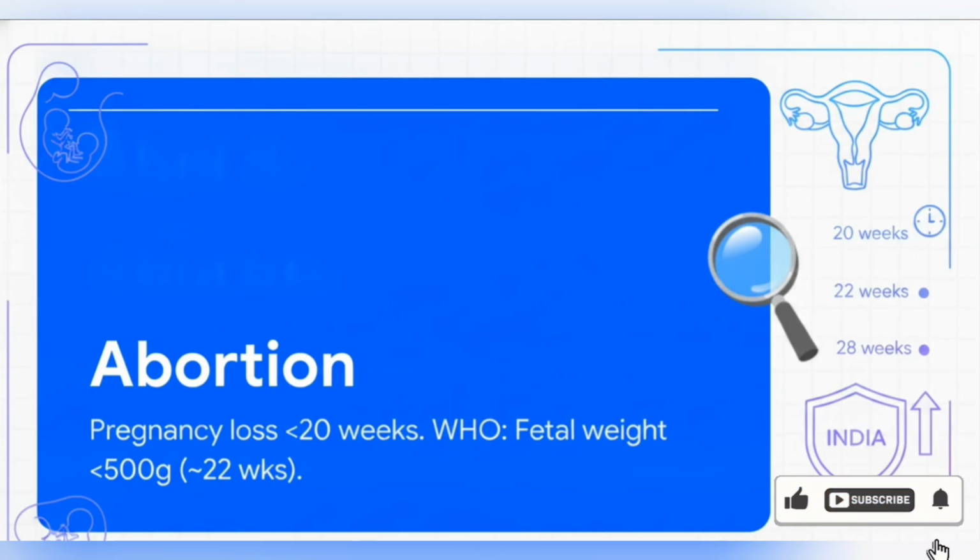Okay, look at the strict cutoffs here. Examiners love tricking you on these timelines. Medically, an abortion is a pregnancy loss occurring at less than 20 weeks of gestation. But watch out for the WHO definition. They define it as any pregnancy loss with a fetal weight of less than 500 grams, which is approximately 22 weeks. Then we have intrauterine death, or IUD, which is a loss at or after 20 weeks. And, very, very importantly, the period of viability in India is officially 28 weeks. Dhyan rakhna. Mark this. It's a direct MCQ.